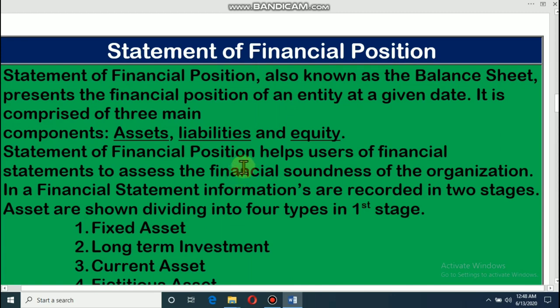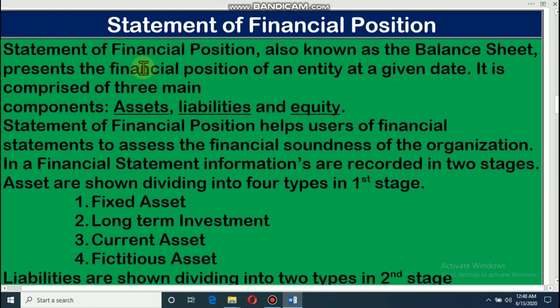The statement of financial position. Dear student, statement of financial position, also known as balance sheet, presents the financial condition of an entity at a given date. That means financial position is prepared at the end of a particular period and on a specific date. It is comprised of three main components. In the statement of financial position, there are three main components: asset, liabilities and equity.